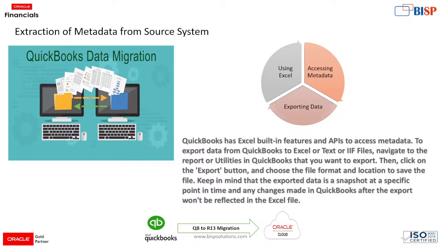QuickBooks has Excel built-in features and an API to access the metadata. This metadata can be in the form of journal entries that contain information such as the creator of the entry, the date it was created, and any changes made to it. To extract the data out of QuickBooks into another format for better analysis, you can use Excel.